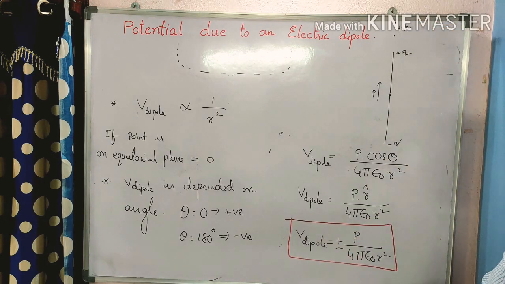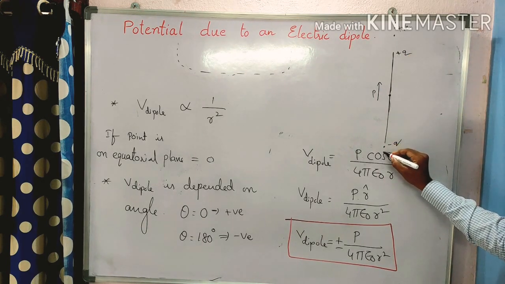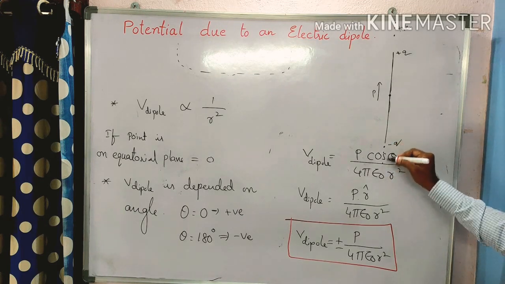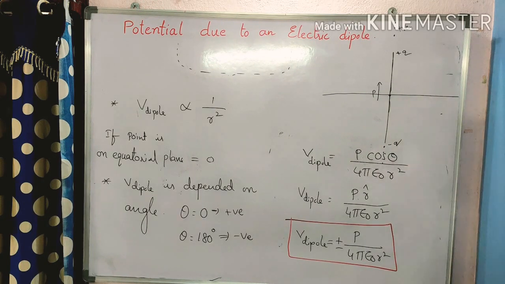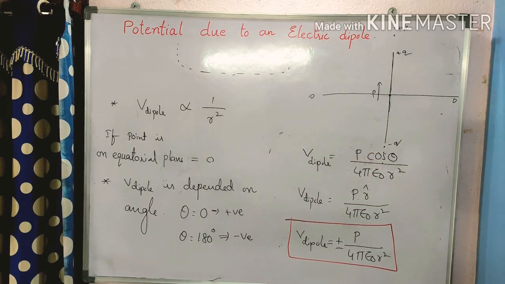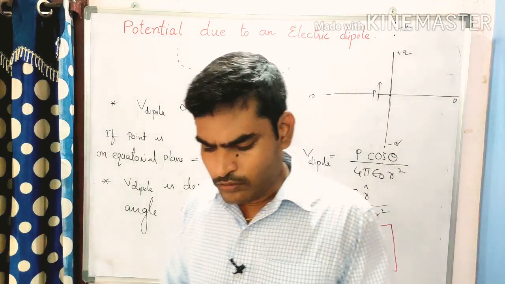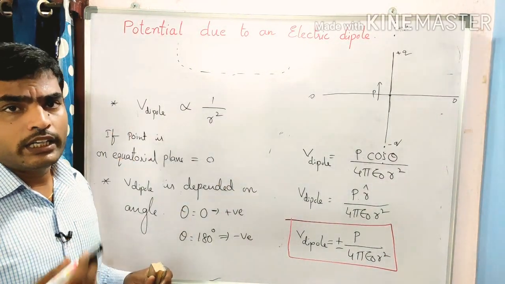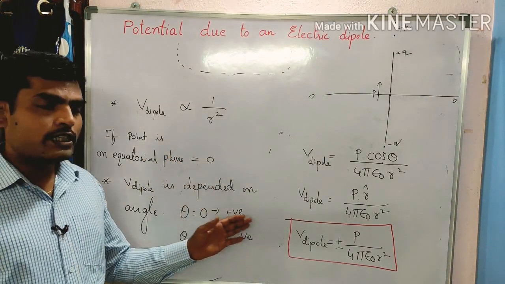When theta is 180 degrees, this is the dipole direction and this is the direction of the point you have taken. Then theta is equal to 180 degrees, and here it is negative. When it is on the equatorial plane, it is 0. So this formula is used to find the electric potential at any point around the dipole.